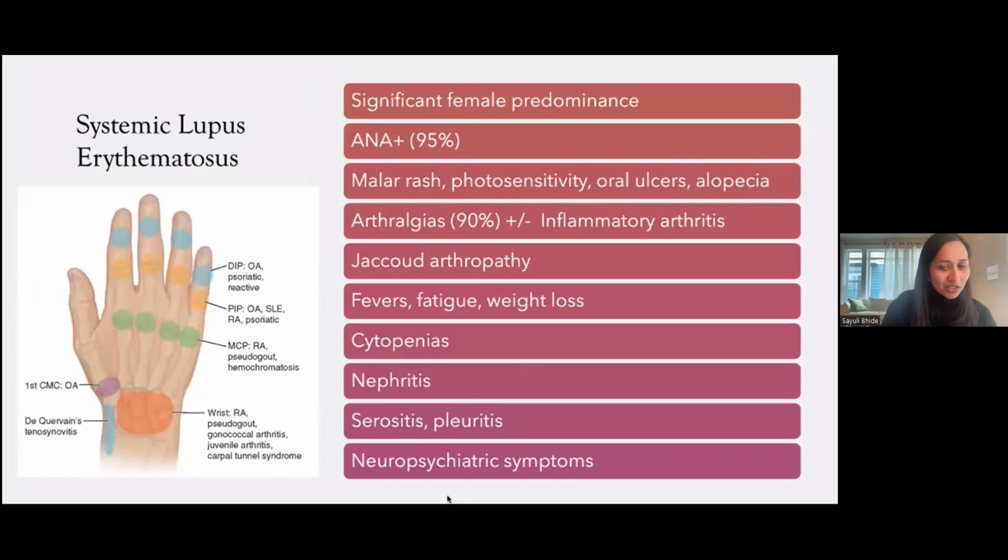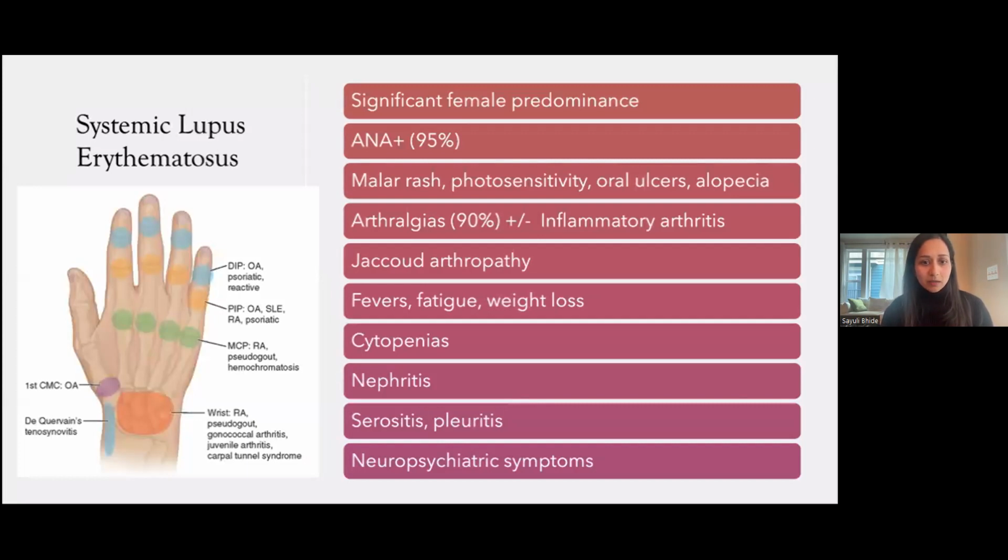And then patients can present with very variable other manifestations that involve multiple organs: lupus nephritis, serositis, pleuritis, neuropsychiatric symptoms, cytopenias. One thing to know is lupus is actually less associated with parenchymal lung disease. So we think about ILD being a manifestation of late RA.